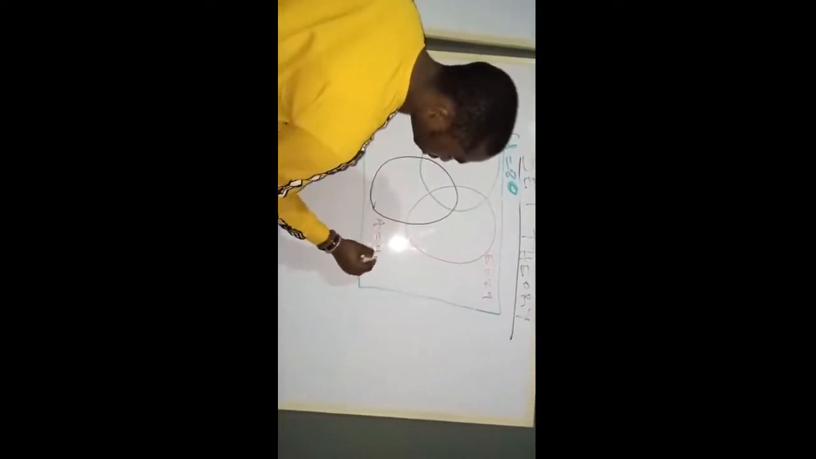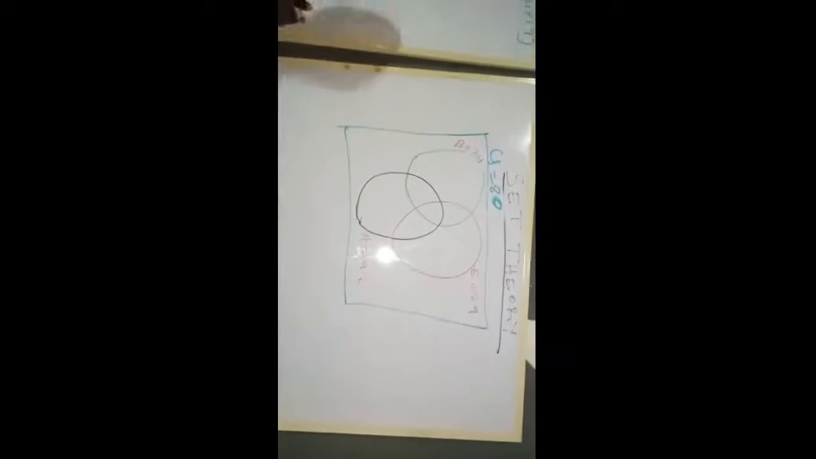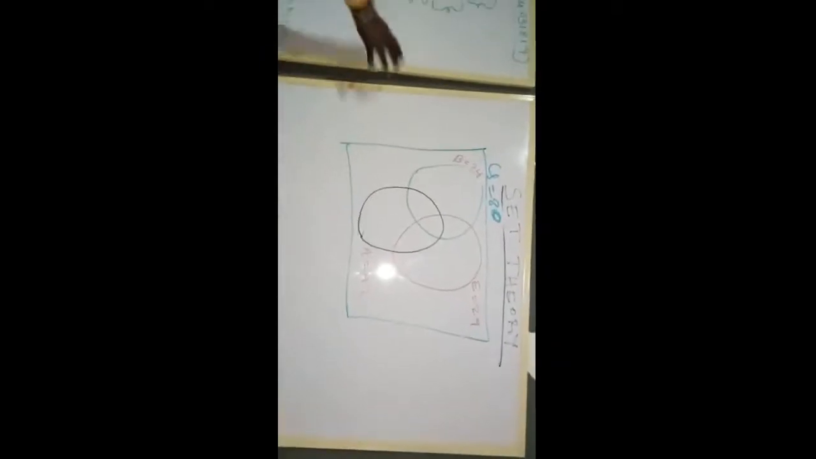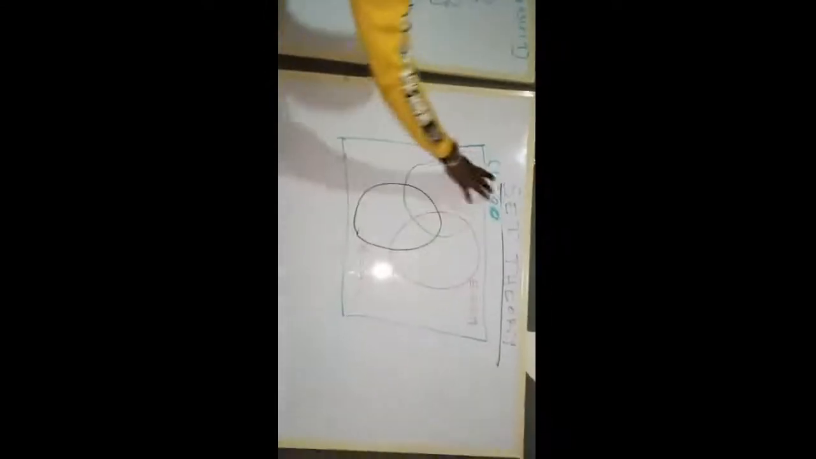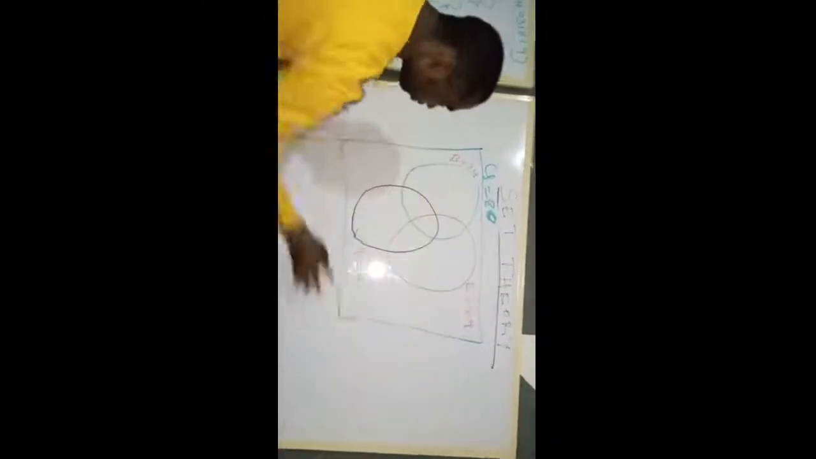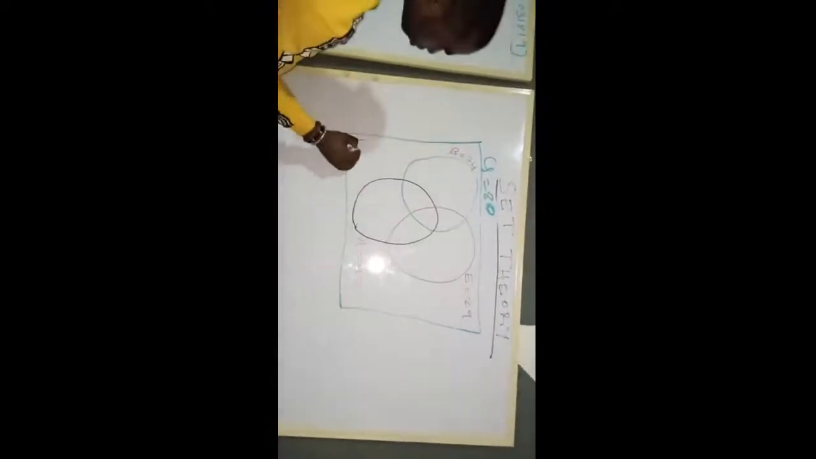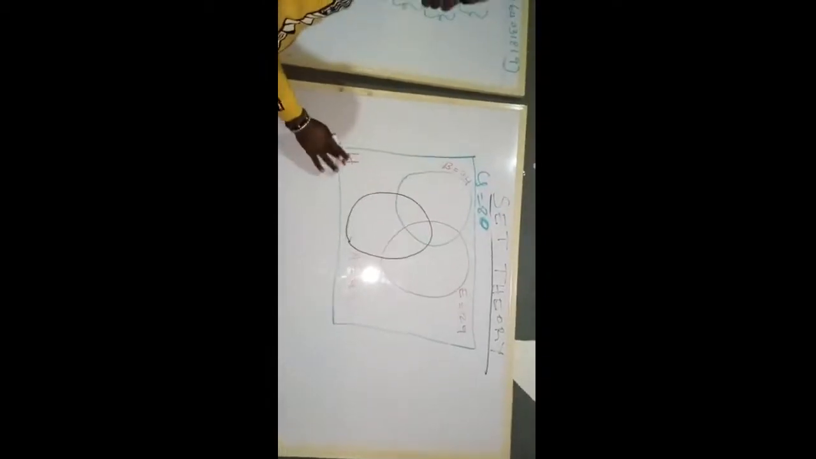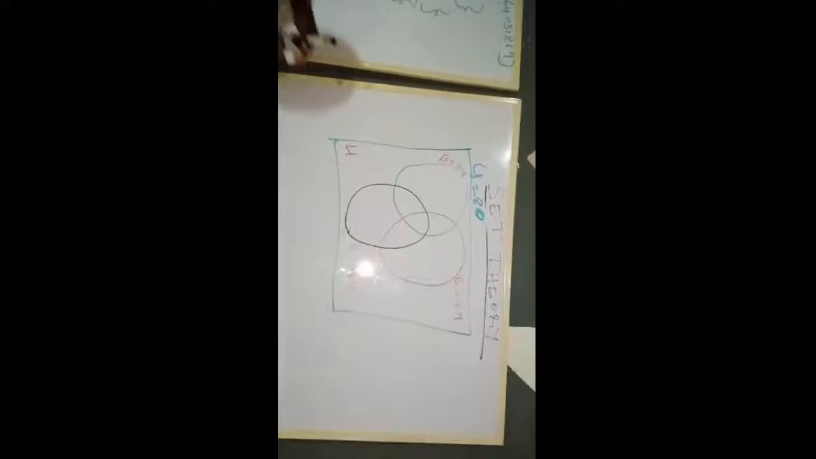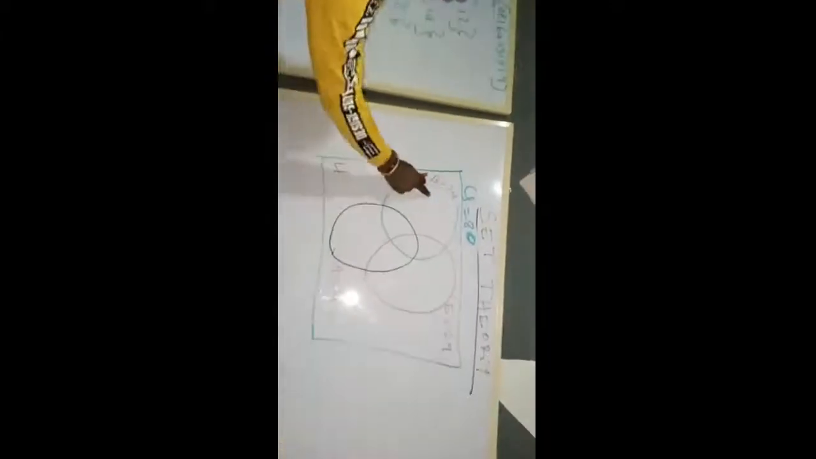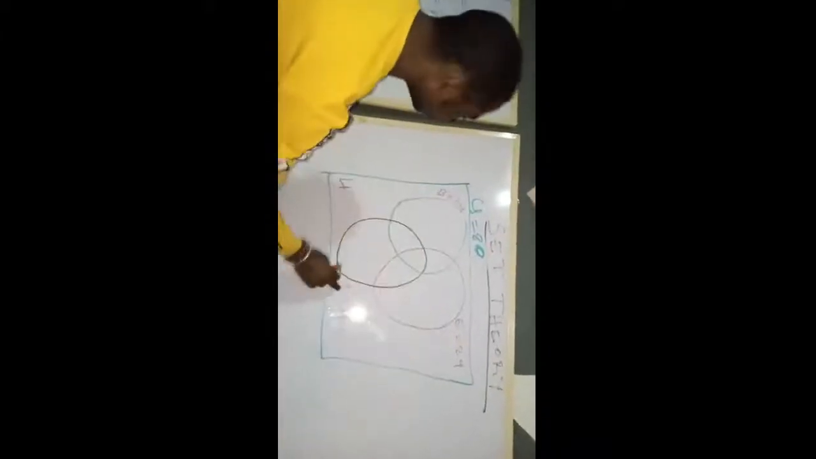Then you should not forget that there will be students that don't offer any, so they will not be in any category, but they will still be within the universal set, and this is the universal set, so we have 4. That is students that will not offer any of the subjects. So now this is Bismarck, this is economics, and this is accounting.